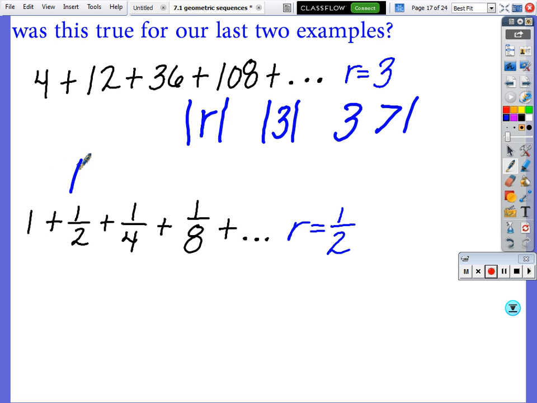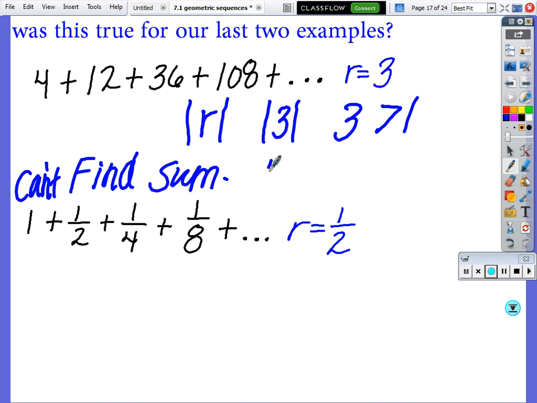Yes. So we can't find the sum. So can't find the sum, and it diverges. Divergent. Okay, so then looking at this one, this is our last example.